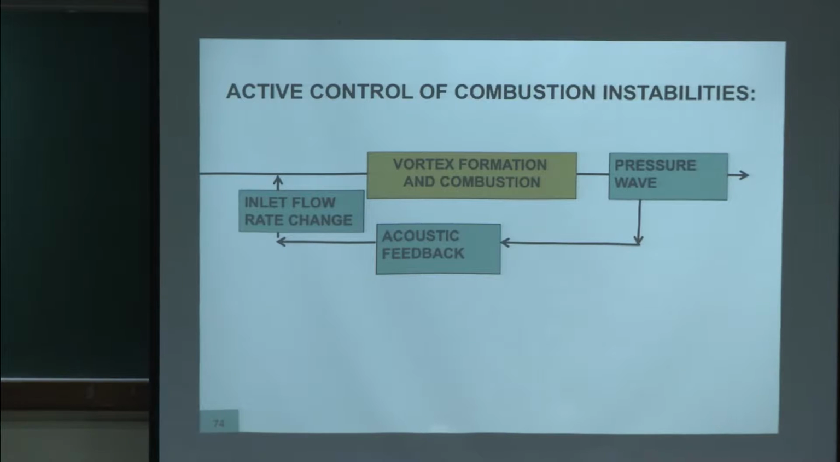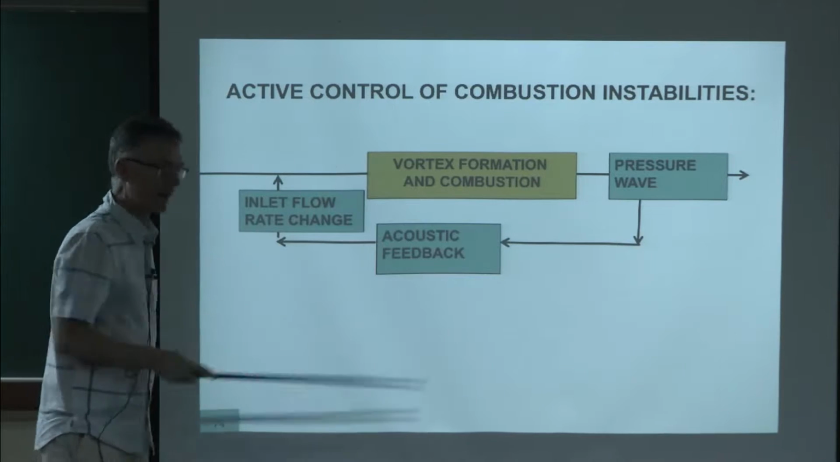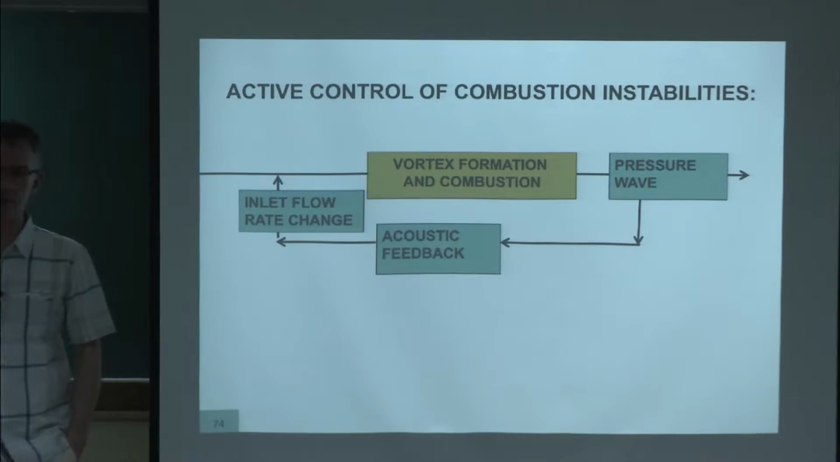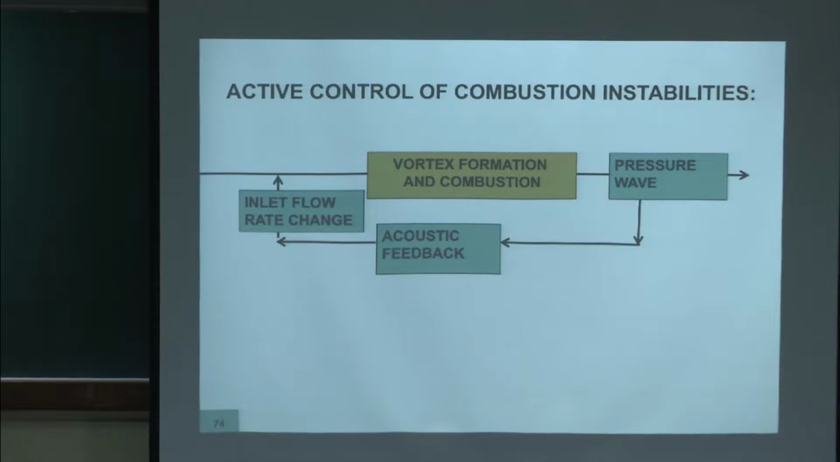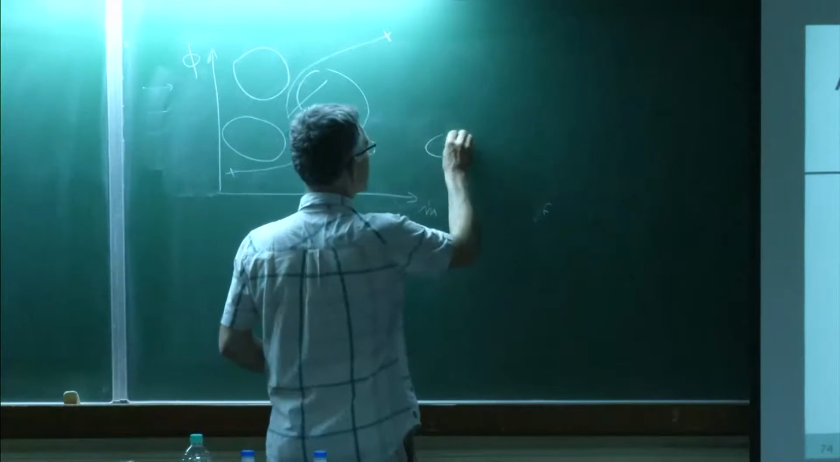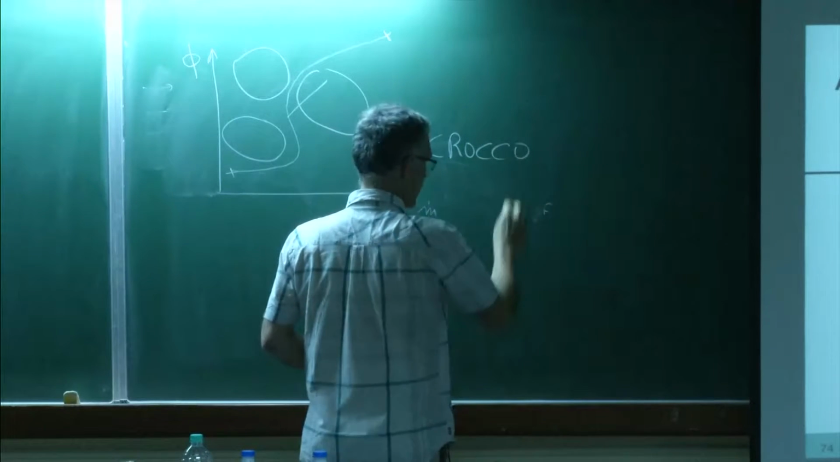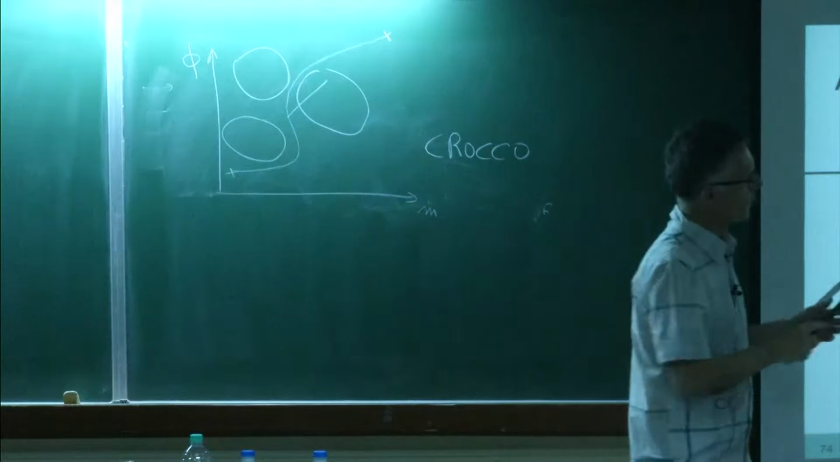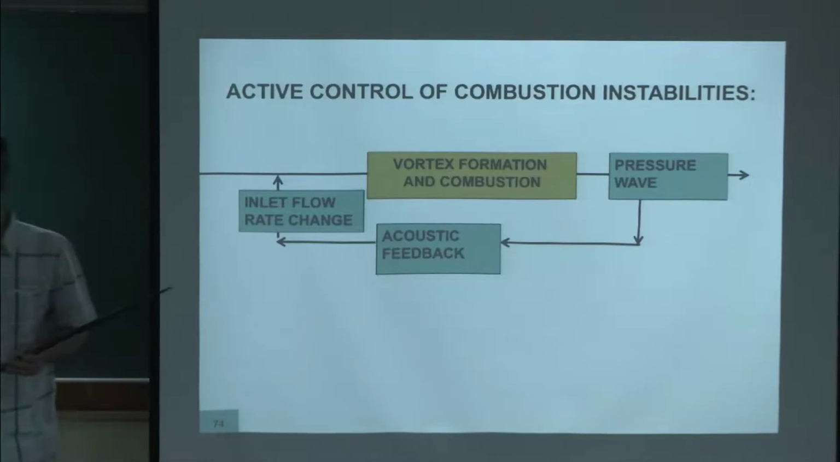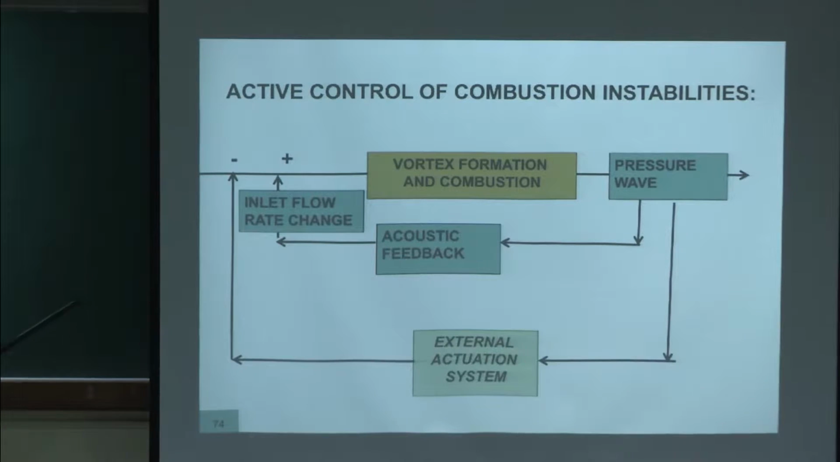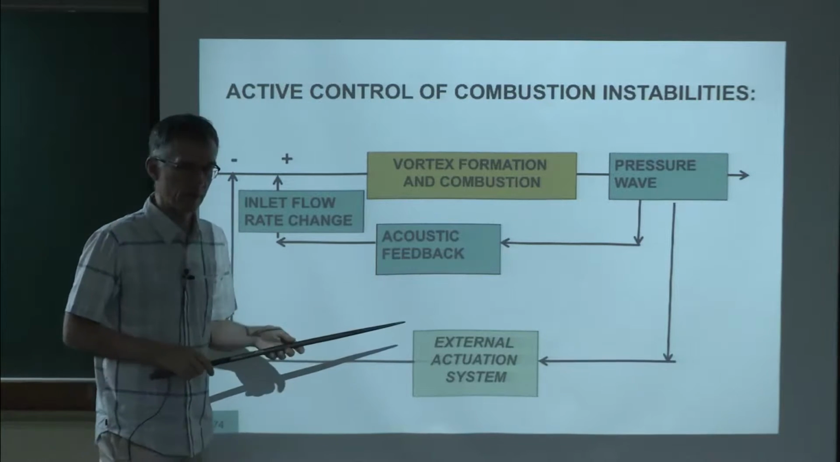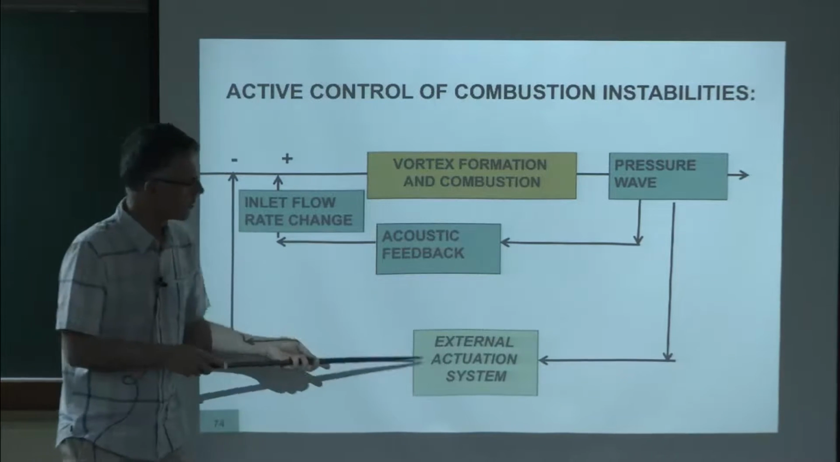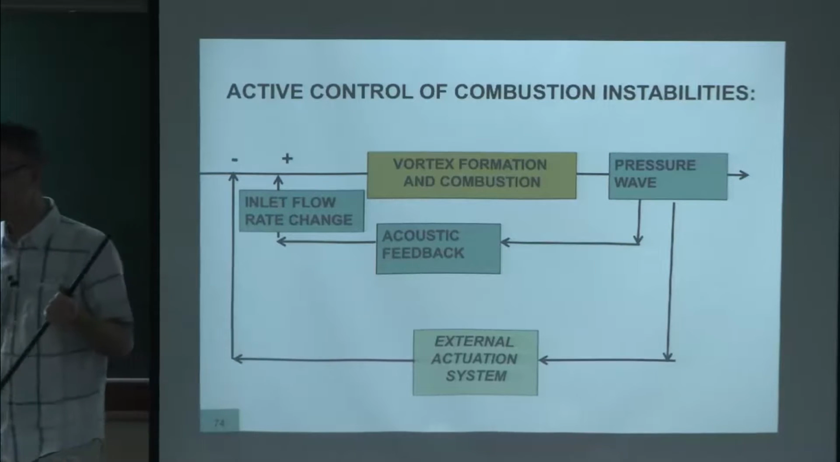As you know, this is the loop of combustion instability. Back in the 30s or 40s, a guy called Crocco, the guy I talked about yesterday, really a big guy in combustion, started talking about servo stabilization of flames. He said if you have a loop like this, you can add another loop on top of it, an external actuation system, just from control theory, which will compensate this loop. How would you do that?